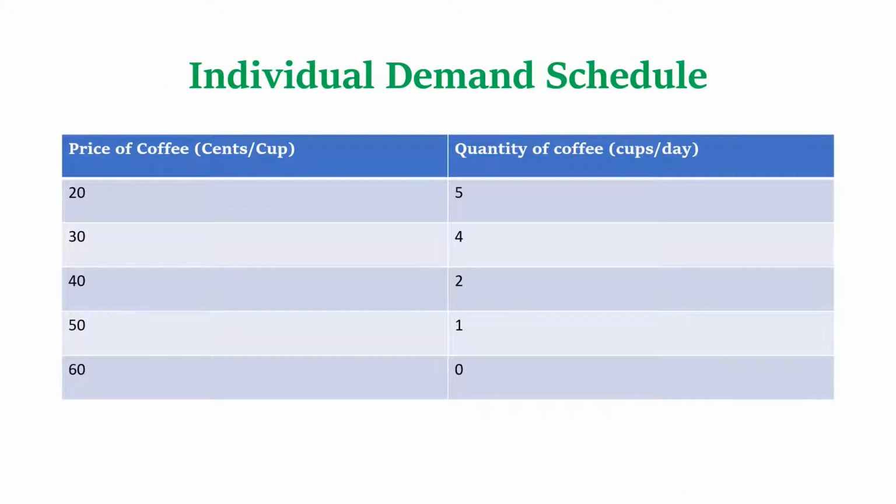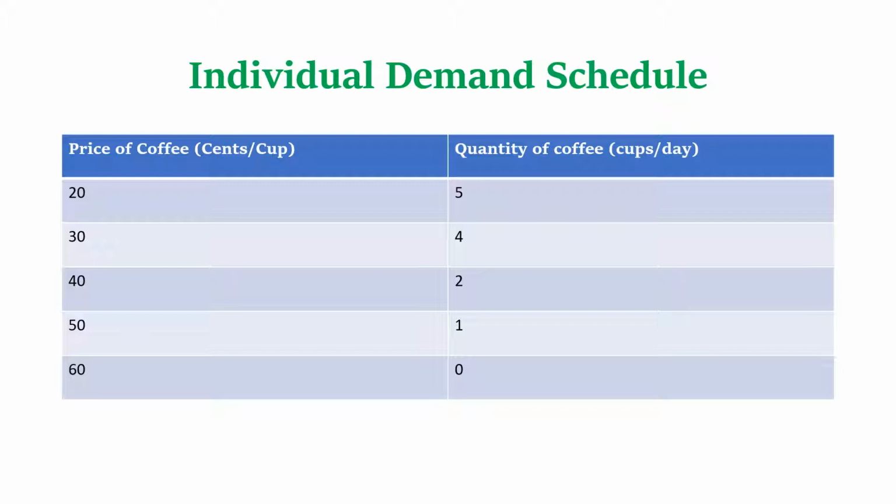Okay, let's move on. Now I try to have this one, the individual demand schedule, which is just a representation of the price and the quantity in the form of a table. Now you see when the price of coffee is 20 cents and the individual buys 5 cups, and then it goes up to 30, demand falls to what?